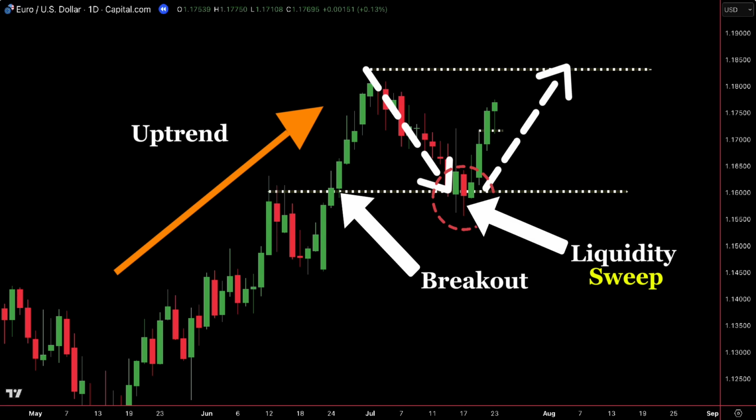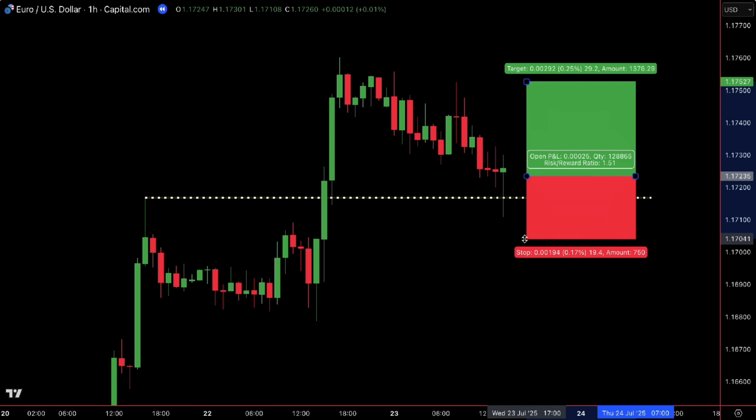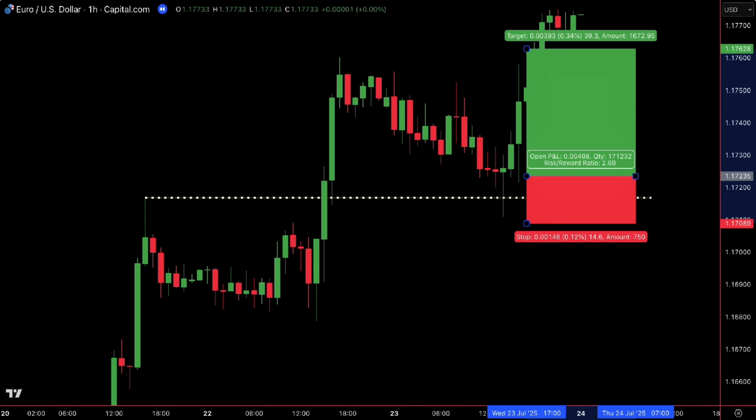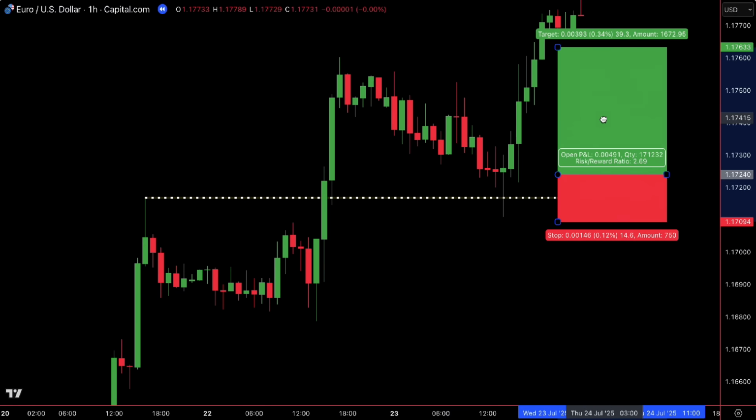Now, let's go back to the 1-hour time frame to execute the trade. To take this trade, I place my entry at the close of the deceptive candle, put my stop loss just below the wick, and set my target at the next resistance level. And look at what happened next. The price went straight to the target as expected. That's the power of combining the deceptive candle with the TLS method.